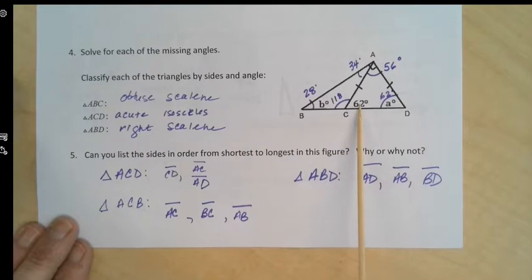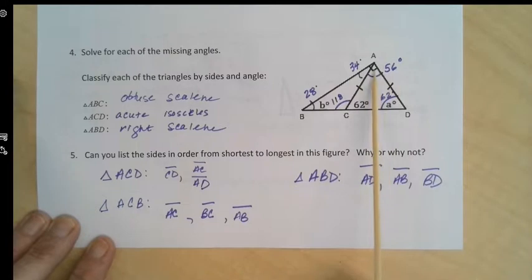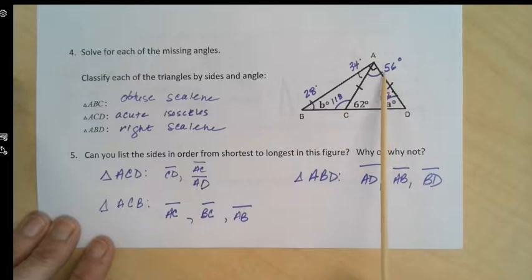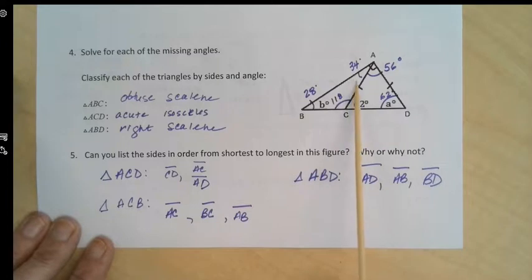62 plus 62 subtracted from 180 gives me 56 here. There's a right angle, so I know these two are complementary, so I get 34. These two are a linear pair, so I can do 118. I could have also done 56 plus 62 is 118. And then angle B is going to be equal to 118 plus 34 subtracted from 180.